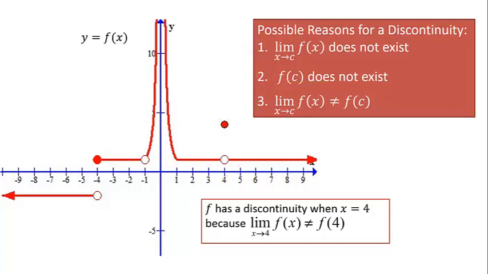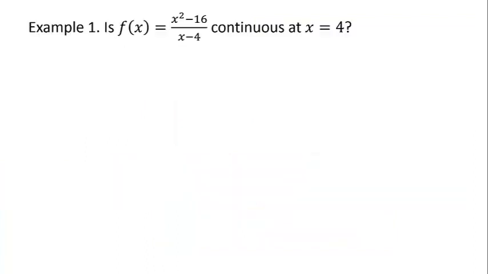Now that we've explored continuity from the graph of a function, let's look at a few examples given the equation of a function. For our first example, we want to determine whether the function (x squared minus 16) divided by (x minus 4) is continuous at x equals 4.